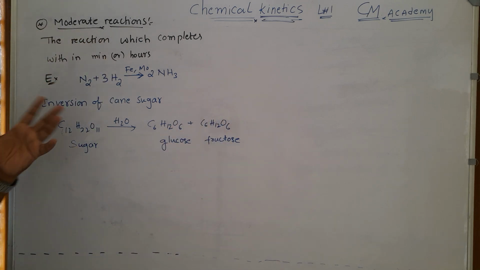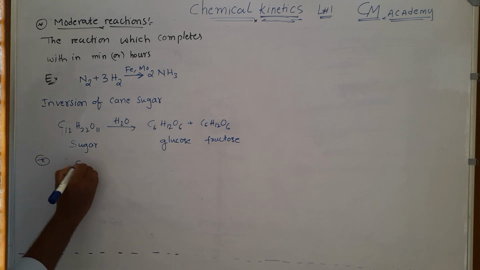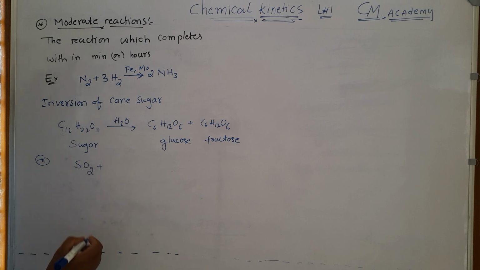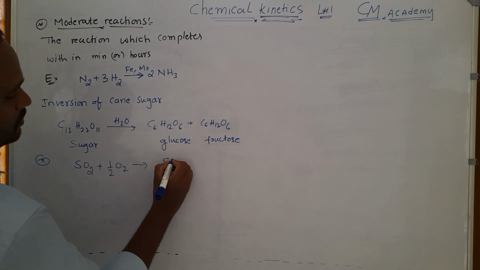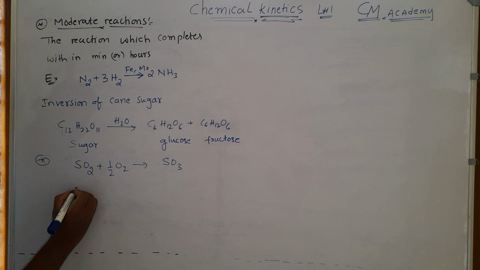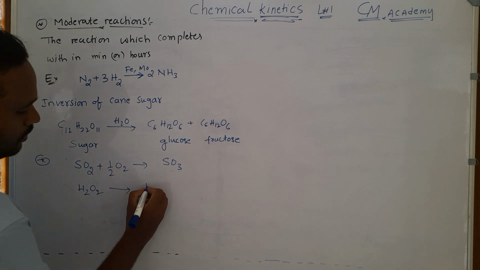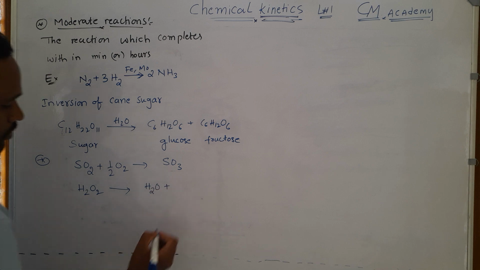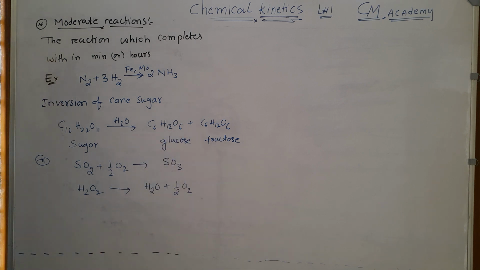So this is one example of a moderate reaction. And SO2 plus half O2 gives rise to SO3. This is also an example of a moderate reaction. And decomposition of hydrogen peroxide: H2O2 gives rise to H2O plus half O2. This is also an example of moderate reactions.